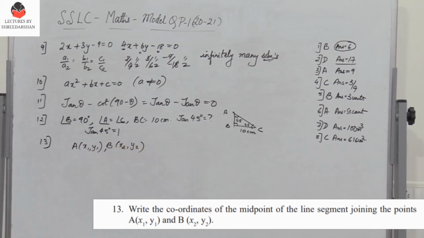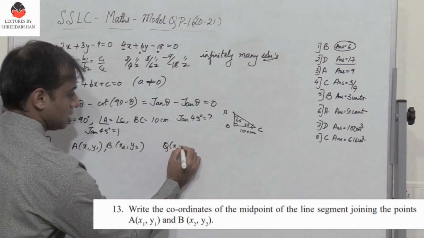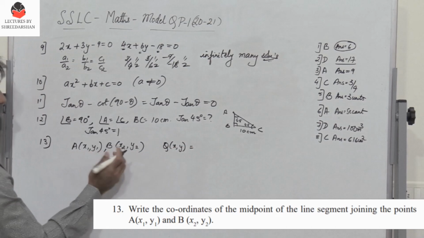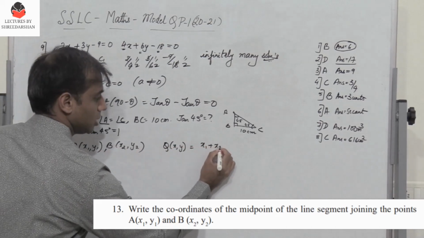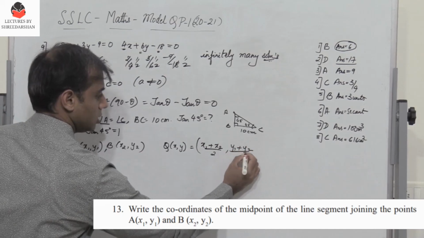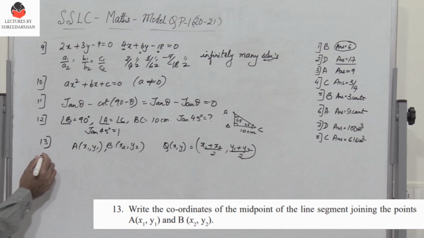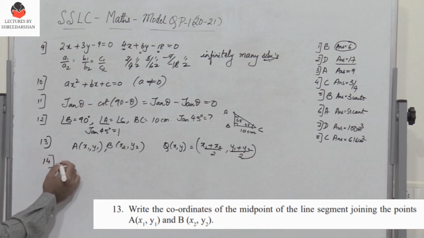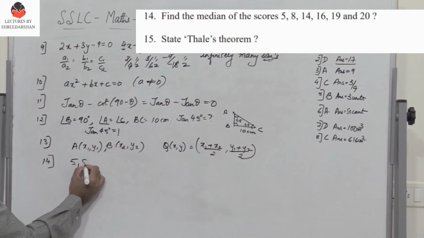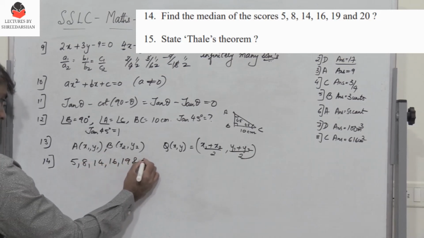So we know that the midpoint is given by, if the midpoint is Q(x, y), it is nothing but (x1 plus x2) by 2 and (y1 plus y2) by 2. Right? A very simple question. Problem 14: Find the median of the scores 5, 8, 14, 16, 19 and 20.